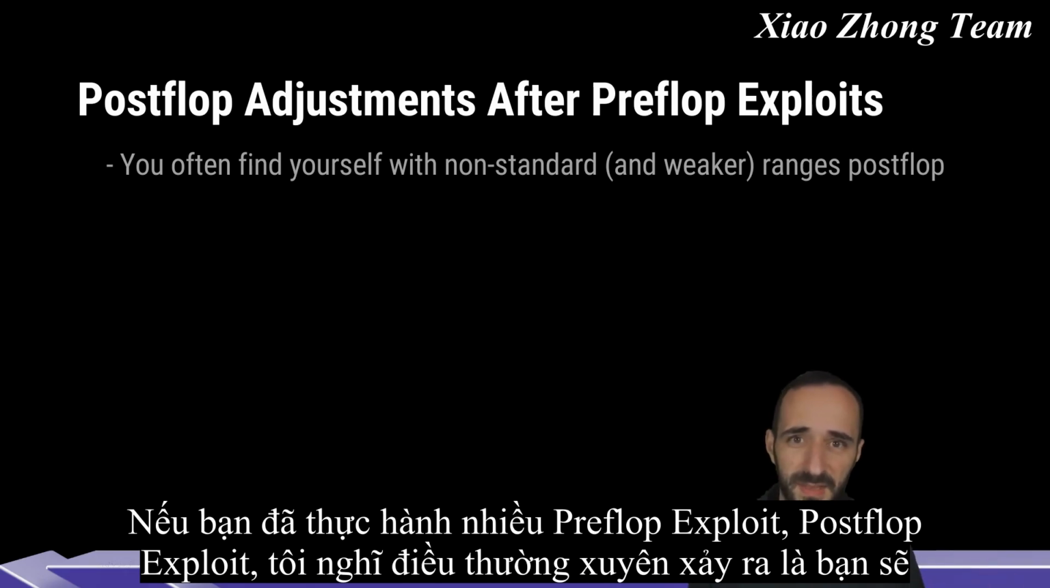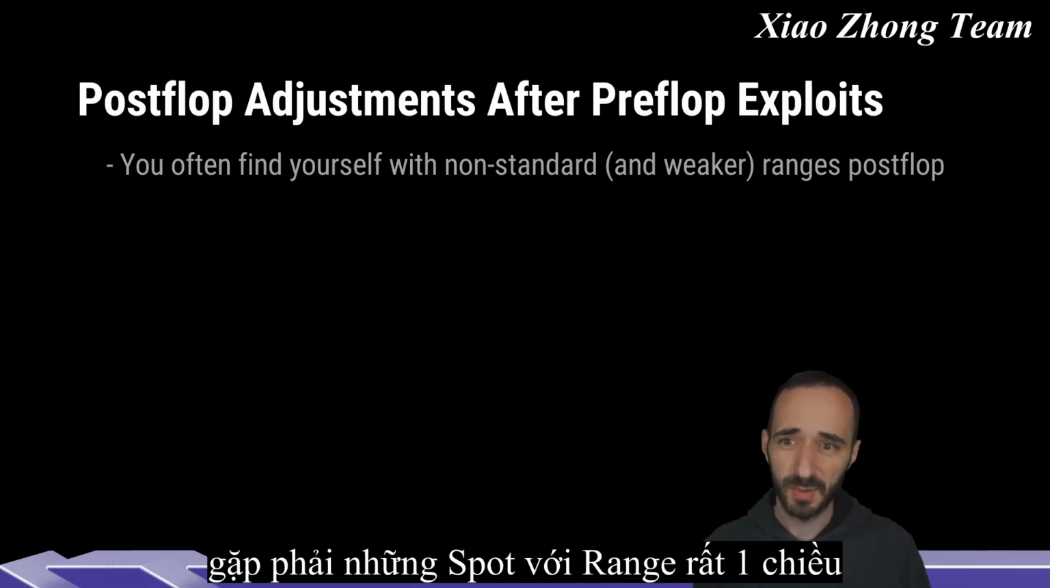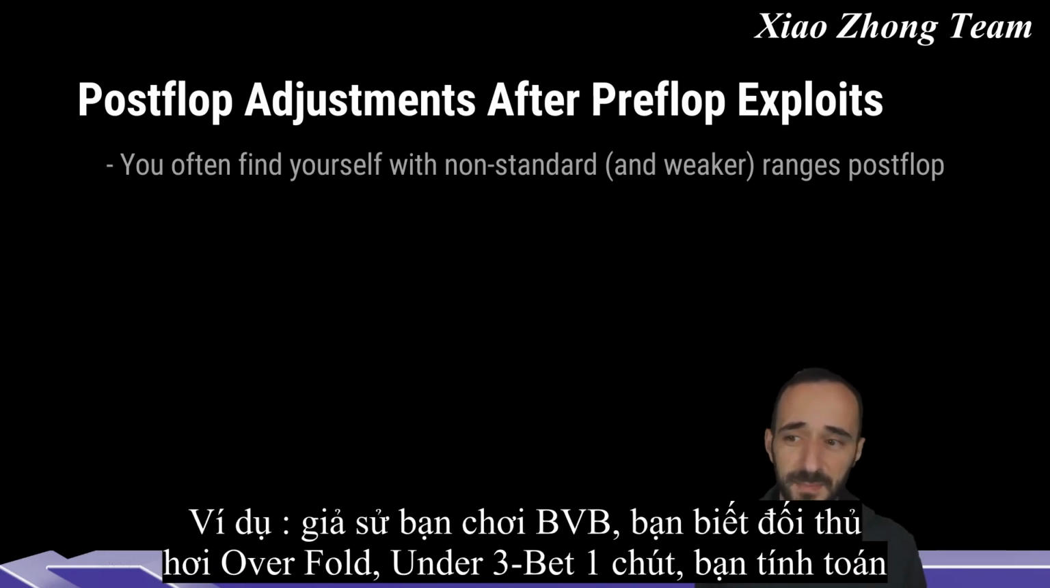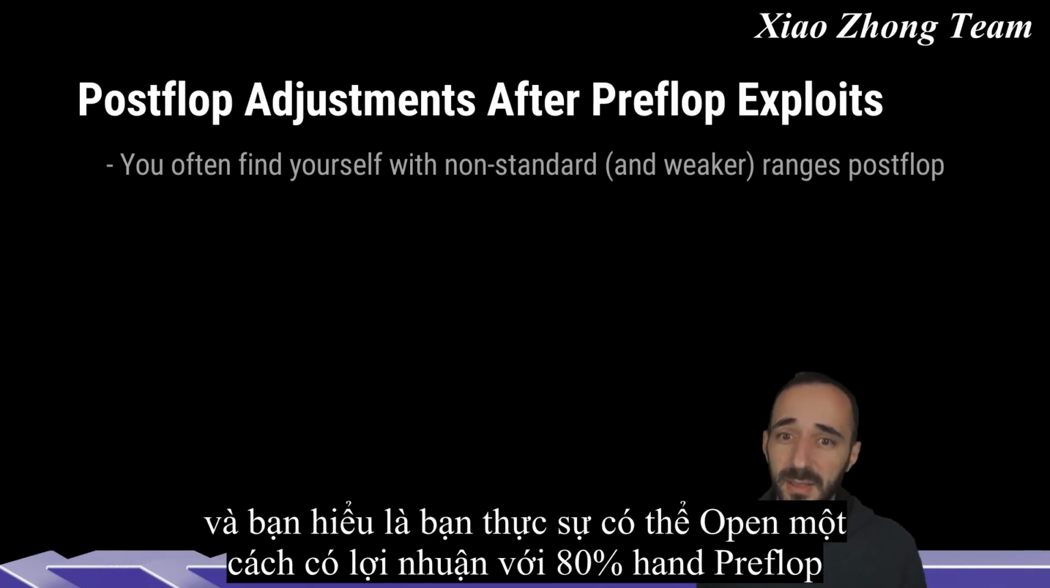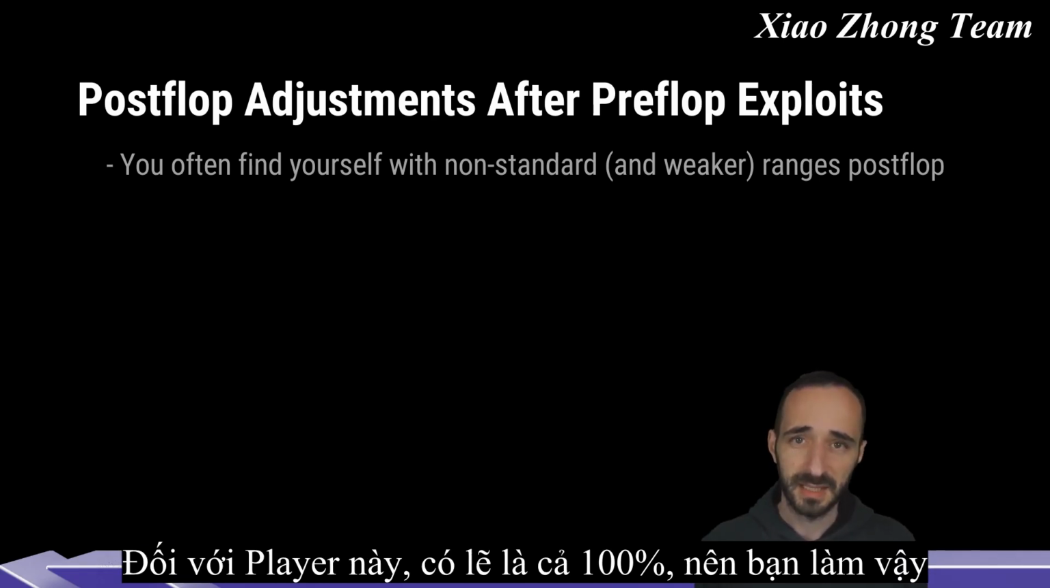So, if you're implementing a lot of the preflop exploits or postflop exploits, the thing that will often happen is that you will get into a spot with a range that is very, very one-sided. I'll give you guys an example. Let's say you were playing BVB and you know your opponent overfolds a bit and under 3-bets a bit, and you've done the math and you understand that you can actually profitably open, say, 80% of preflop hands against this player, maybe even 100%, so you're doing it.